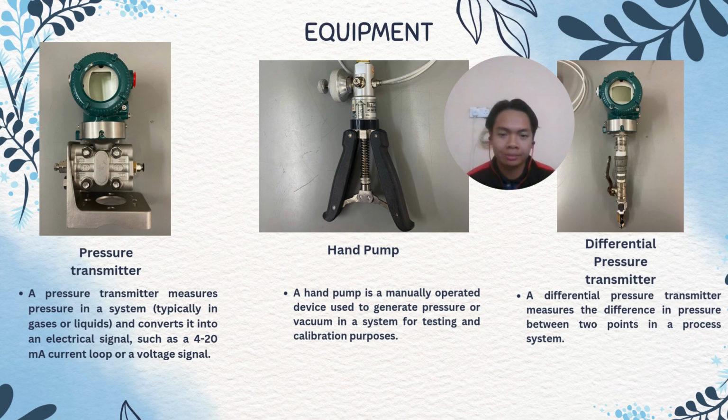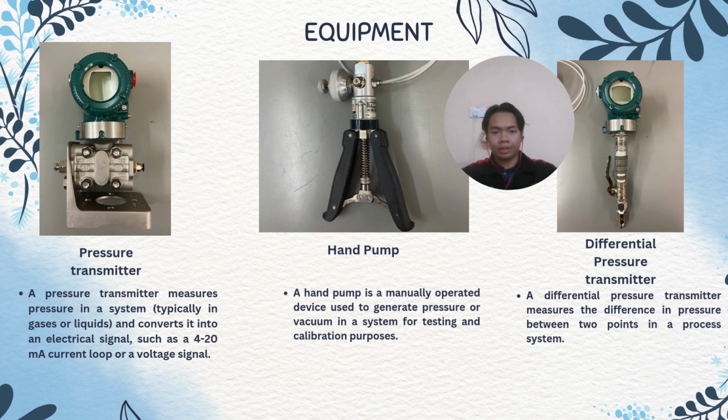In this experiment, there are several equipment that we needed. So first of all is pressure transmitter. Pressure transmitter is used to measure the pressure in a system, especially gases or liquid, and convert it into electrical signals such as 4 to 20 mA current loop or a voltage signal. And next is hand pump.